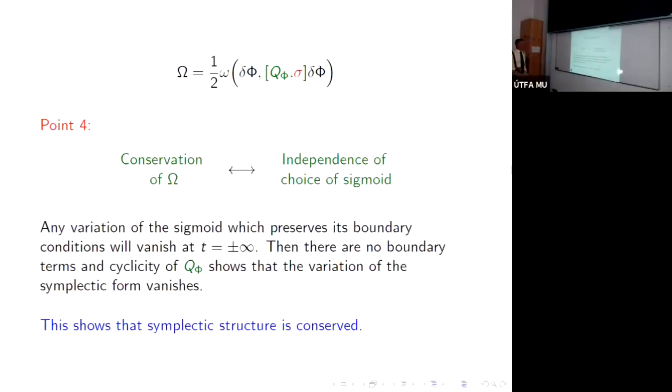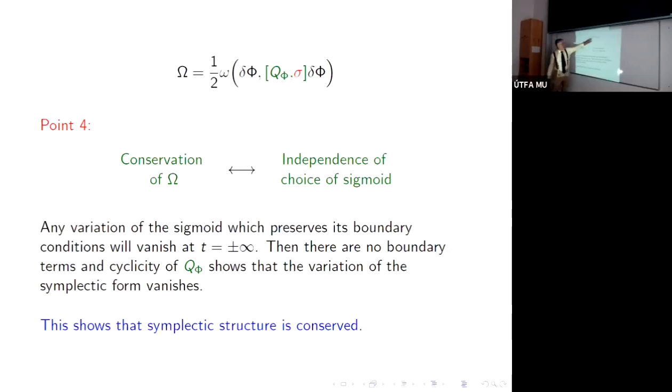The fourth point, related to the previous point, is that you can easily see from this that the symplectic structure is conserved. The way you see it is you consider an arbitrary variation of the sigmoid, which has to respect the boundary conditions both in the infinite past and the infinite future. So the variation of the sigmoid will strictly vanish in the infinite past and future. And because of this, there can be no boundary terms when you integrate by parts.